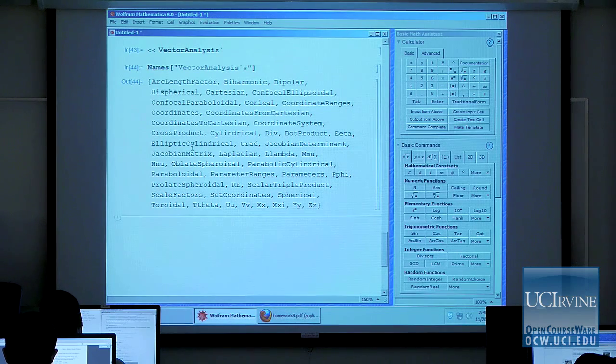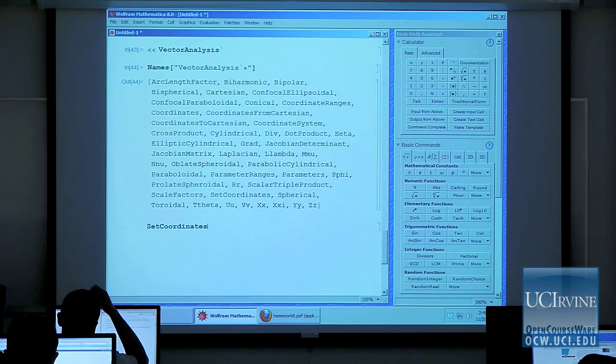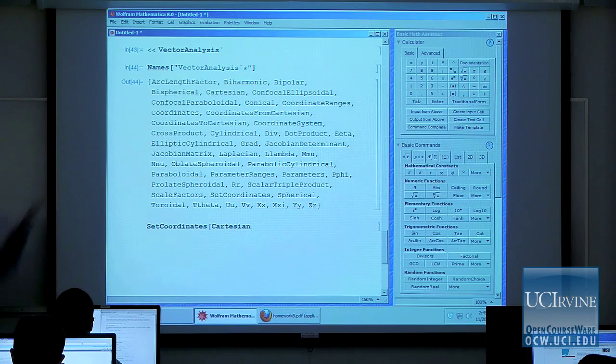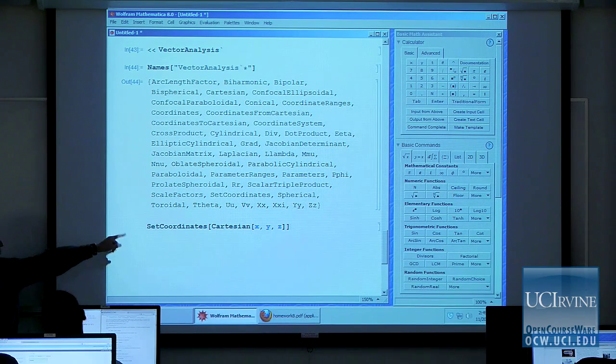All right, and so what I'm going to do now is define what I'm going to call the Cartesian coordinate system. Okay, and the way I'm going to do that is I'm going to use one of the commands from this package. It's called set coordinates. So I say set coordinates, bracket, and then Cartesian. So Mathematica knows what Cartesian coordinates are. And then I'm going to define what the Cartesian coordinates are. And I'm going to use lowercase x, y, and z for those. So all this command is doing is just saying, when I work in Cartesian coordinates, x means x, y means y, and z means z, okay?